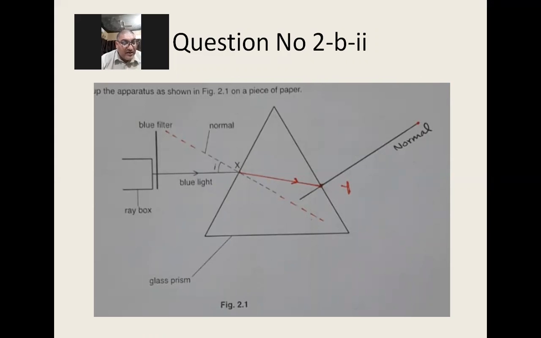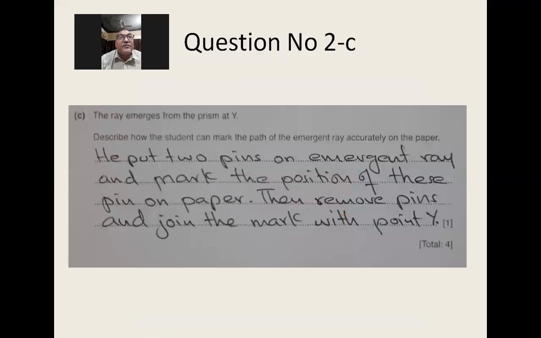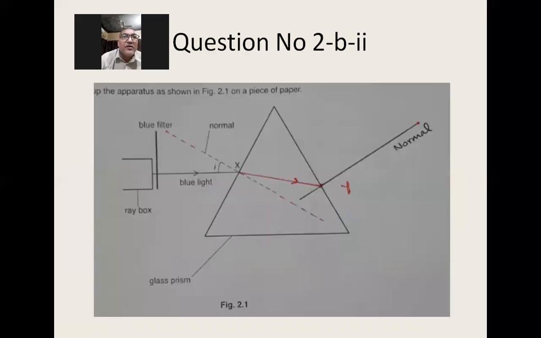Then his question is draw the normal. Okay, we are done with that part. Then the next question is the ray emerges from the prism at Y. Describe how the student can mark the path of the emergent ray accurately on the paper. Okay. So the emergent ray will be here somewhere.